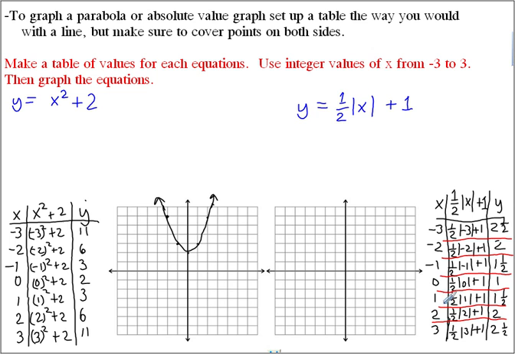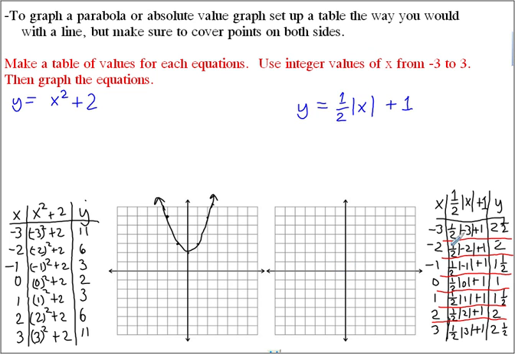The absolute value of 0 is 0, times 1/2 is 0, plus 1 is 1, and so the absolute value of 1 is 1, so 1/2 times 1 is 1/2, plus 1, 1.5. The absolute value of 2 is 2. 1/2 times 2 is equal to 1 plus 1 equals 2. The absolute value of 3 is 3, times 1/2 is 1.5, plus 1 equals 2.5. And so now I'm just going to quickly plot these points. I'm going to do it in red.